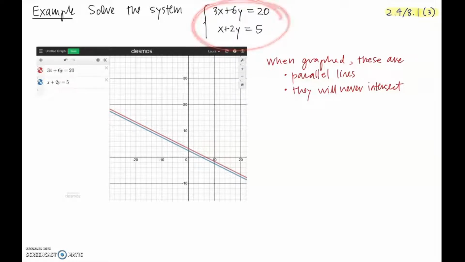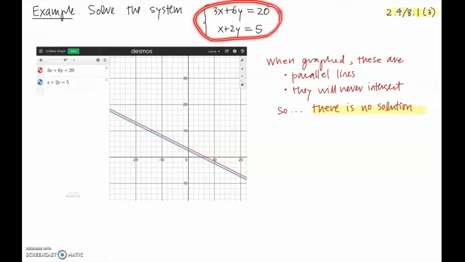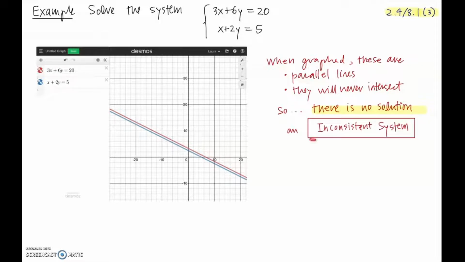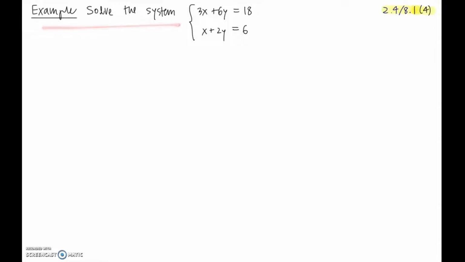There's no point that they share in common. So there is no solution. There is no point that would work for both equations. You can look and look and you'll never be able to find one. Another name for a system that has no solutions is an inconsistent system. So when you see that phrase, you'll know that this is a system that has no solution. Inconsistent system. And it just represents, in this two-dimensional case, two parallel lines that are never going to intersect.